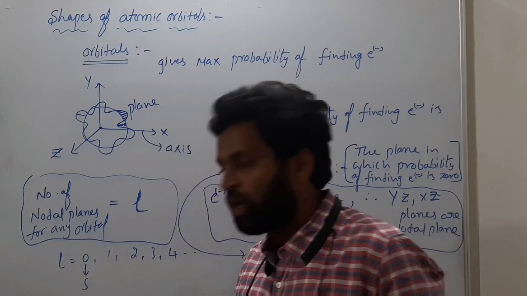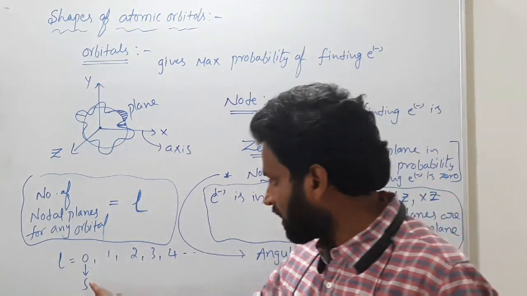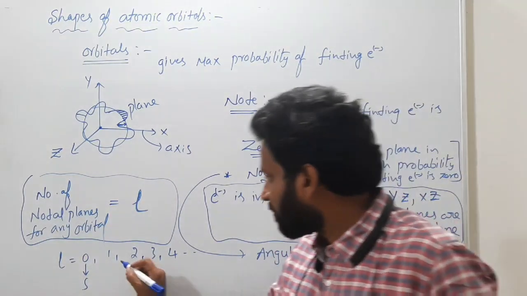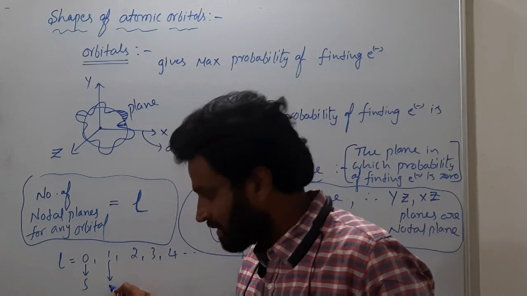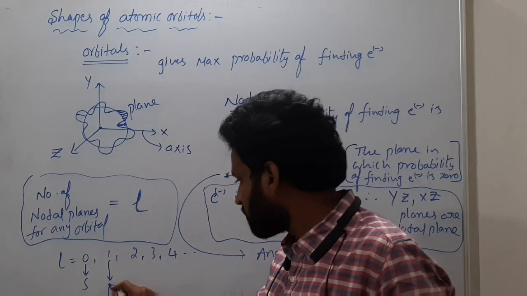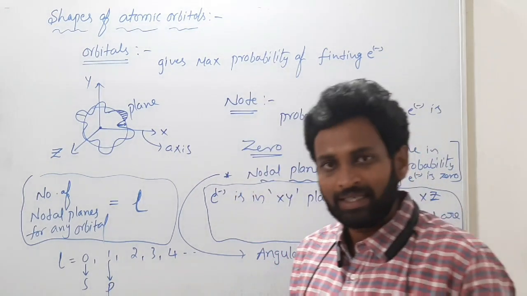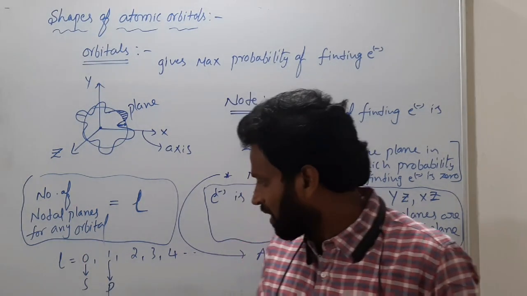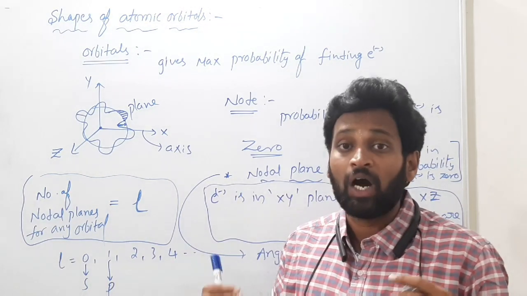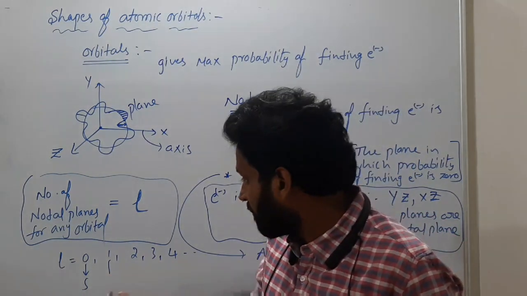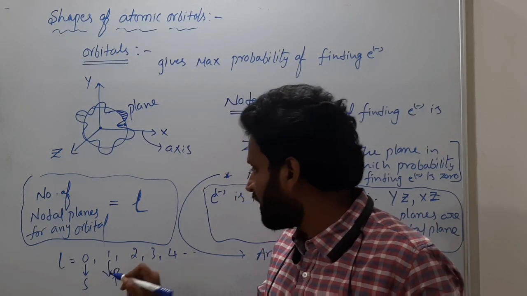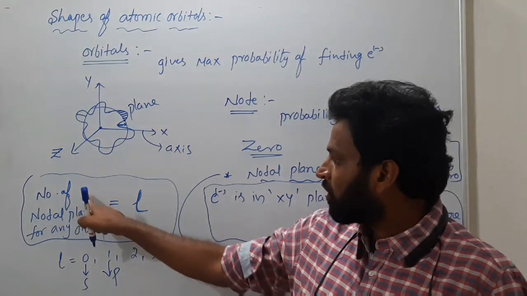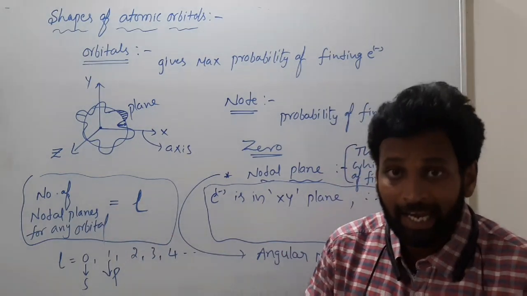l equals 0, s subshell. For the s subshell, how many nodal planes? 0 nodal planes. For the p subshell, how many nodal planes? 1. Understanding? Because for the p subshell, the l value is 1. So if they ask how many nodal planes for the p subshell, you have to say 1, because the number of nodal planes formula is l.